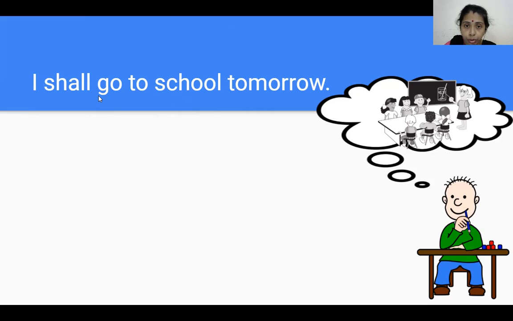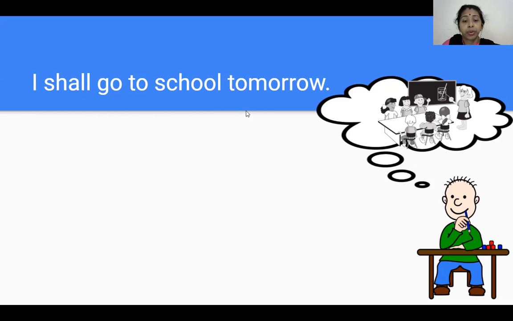In this sentence also, I am saying that I shall go to school tomorrow. Tomorrow I will go, not today. It will happen tomorrow. That's why it is the future tense of the verb. Shall go is the future tense of the verb.